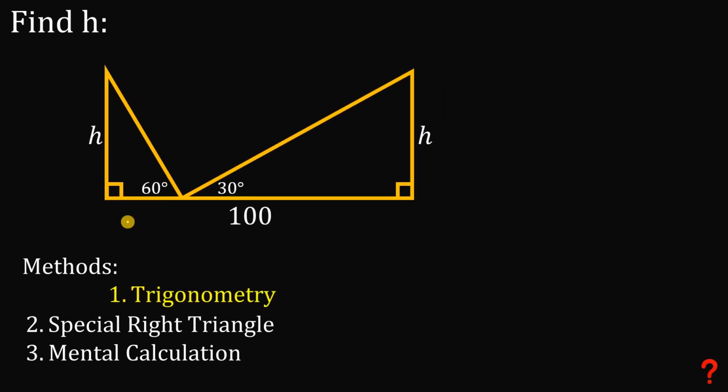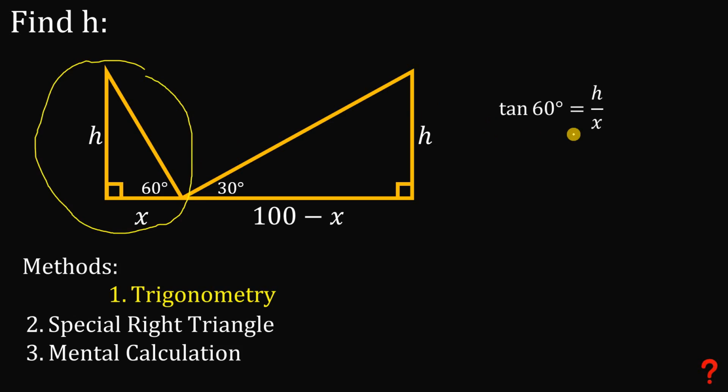Alright, so to answer this using trigonometry, let this base right over here be equal to x. Now, since the total length is 100, the other length must be equal to 100 minus x. Now, let's use tangent function. In this right triangle, we can say that tangent 60 degrees must be equal to h over x, or simply the opposite side over the adjacent side. So we have tangent 60 degrees equals h over x.